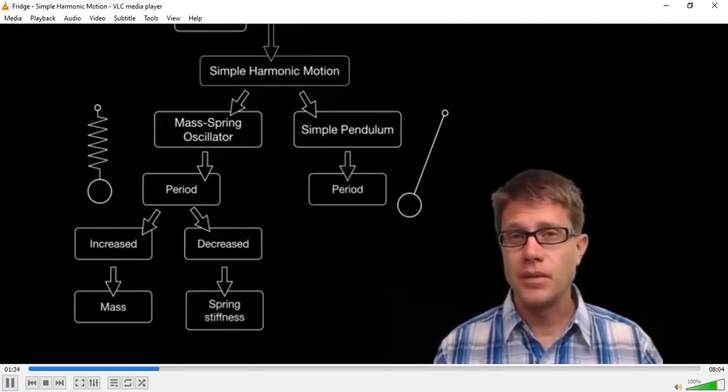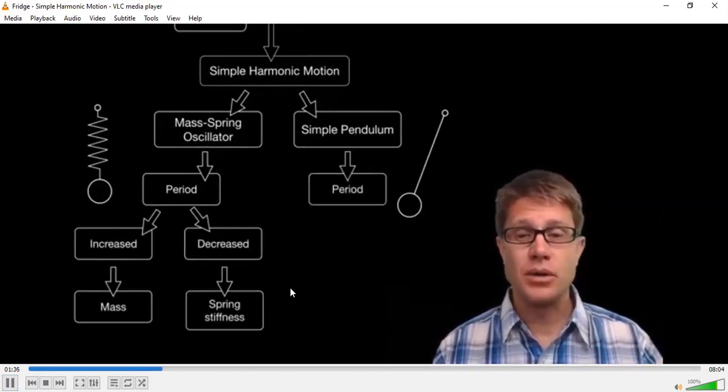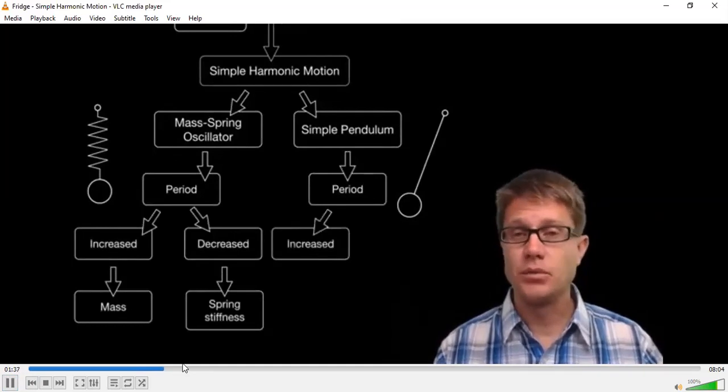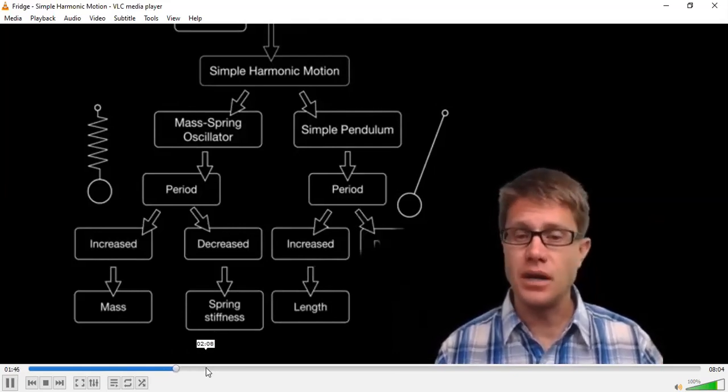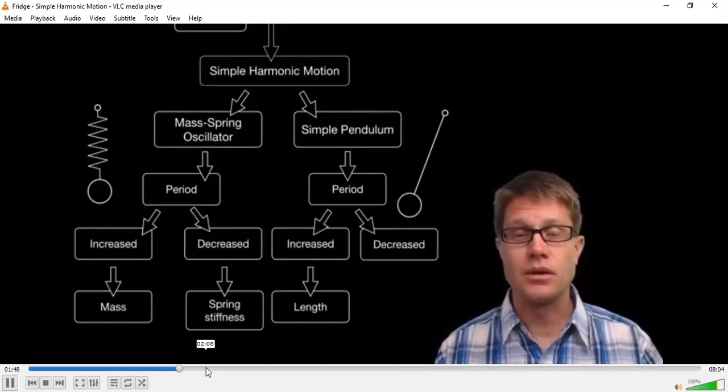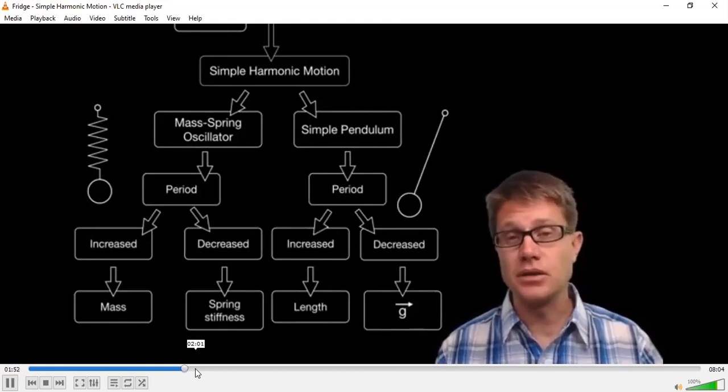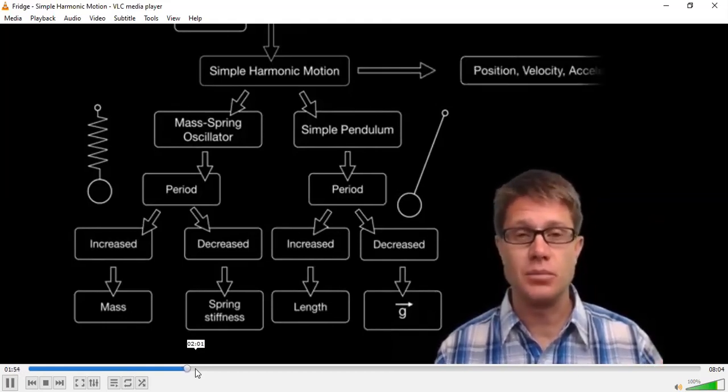What about a pendulum? How do we increase the period of a pendulum? Well, we do that by simply changing the length of the pendulum. What's interesting about pendulums is the mass doesn't have anything to do with it. So how do we then decrease the period of the pendulum? Well, we have to change the gravitational field strength. As we increase that field strength, we're going to decrease the period.